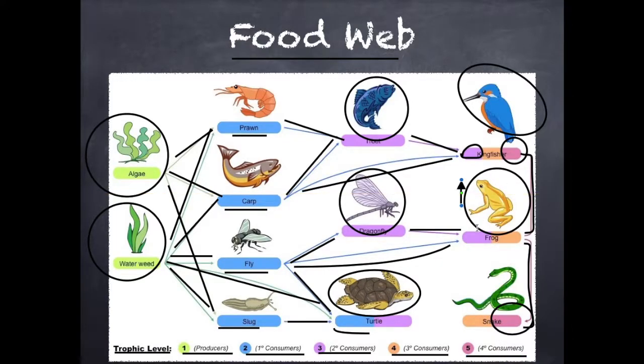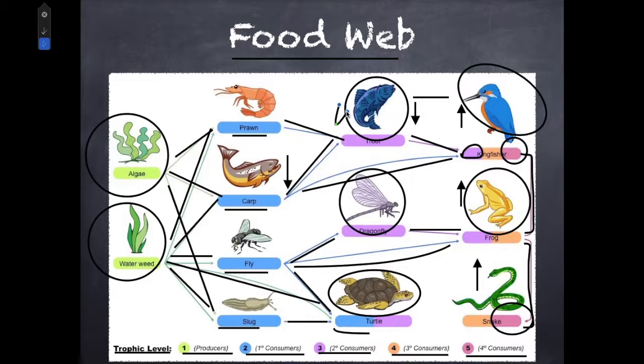Now let's say that the frog population all of a sudden increases or goes up. Then if the frog population goes up, the snake, a predator of the frog, its population will also increase or go up. And another predator of the frog, the kingfisher, its population will also go up because it'll have more prey to feed on. And if the kingfisher's population goes up, then that means that the trout's population will go down. That is because the kingfisher's prey is a trout, and the more kingfisher there are, the less trout there will be. Now, if the trout's population goes down, that means that it will no longer be a predator to the carp, and the carp's population will go down as well.